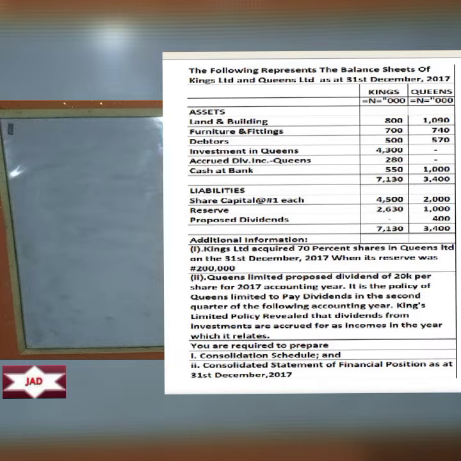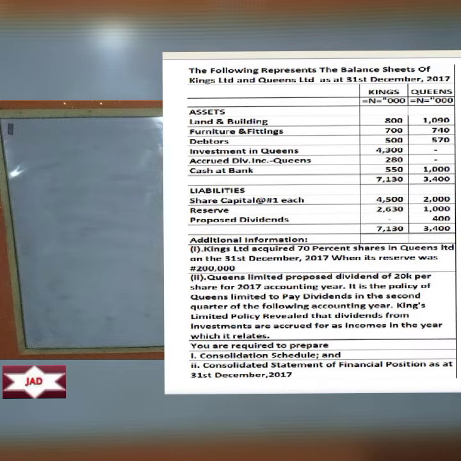Then we have the share capital of ₦1 each, reserve, proposed dividend. So Queens proposed 400 naira dividend, right? They say Kings Limited acquired 70% shares in Queens Limited on 31st March 2017 when reserve was 200,000 naira. Now Queens Limited proposed dividend of 20 kobo per share for 2017 accounting year. It is a policy of Queens Limited to pay dividends in the second quarter of the following accounting year. Kings Limited policy revealed that dividends from investments are accrued for as incomes in the year which it relates. So you are required to prepare the consolidation schedule and consolidated statement of financial position.